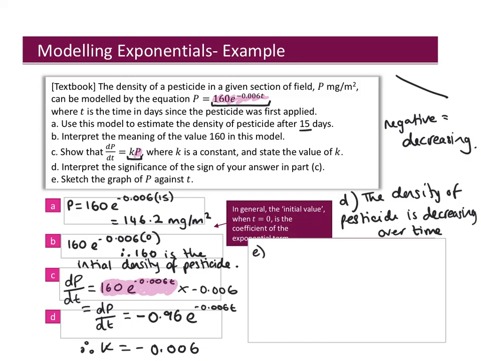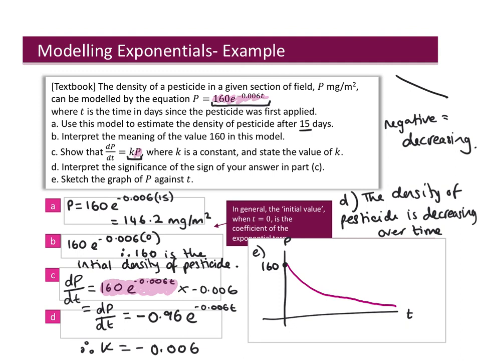And then part E says sketch it, P against T. So for part E, you're going to draw your axes. Make sure you label it time and P. Now we know our initial starting value is 160, so I'm going to make sure I write that on there. And then what we know is that it's going to gradually go towards 0 because it's decreasing. And it is a bit of a curve, so it's going to look like that. So it's gradually decreasing towards 0, right?